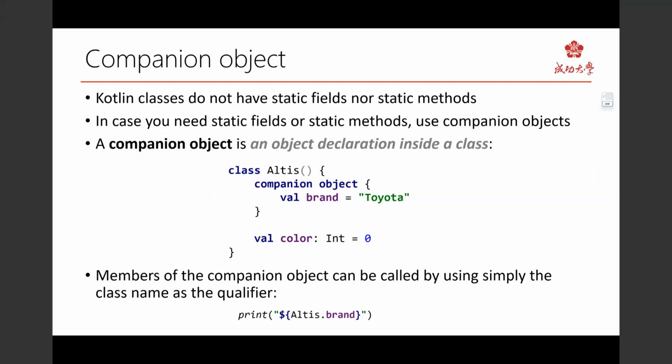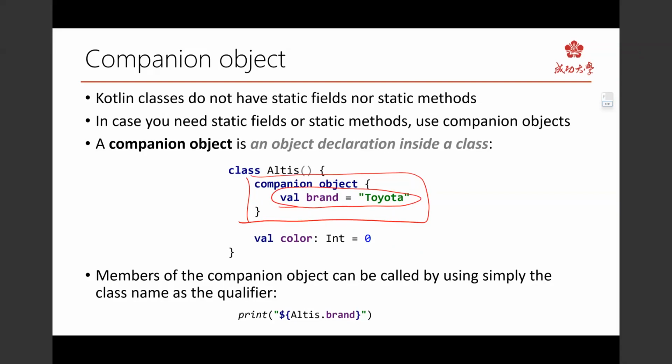Kotlin classes do not have static fields nor static methods like we do in C++ and Java. Instead, if you need static fields or static methods, you're going to have to use companion objects instead. This is the syntax for companion objects in Kotlin, and everything inside the curly braces of a companion object, such as this one, is static.